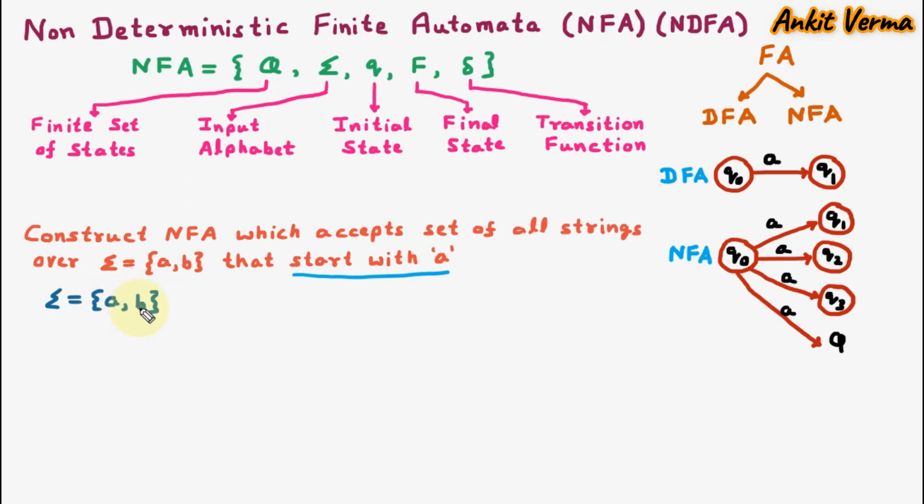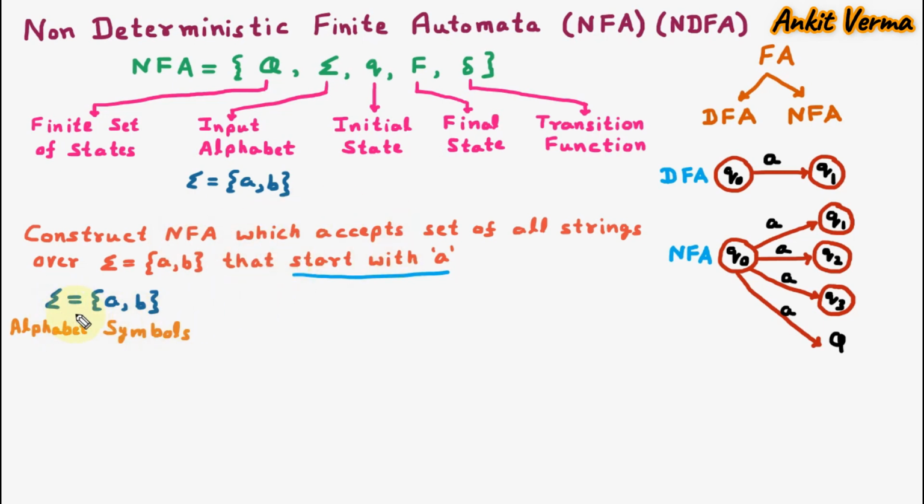Here a and b are symbols and sigma is the alphabet. Here alphabet is a set of symbols. The meaning is that from symbols A and B we are going to construct strings which start with A. So here sigma is the input alphabet, which is an element of the NFA, and this is represented by sigma equal to {A, B} for this specific question.